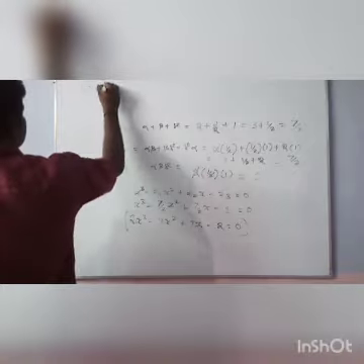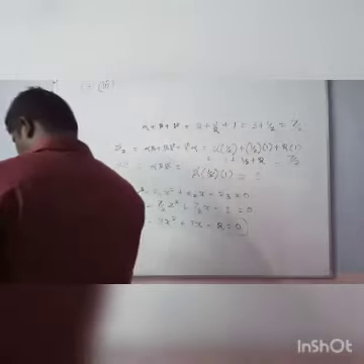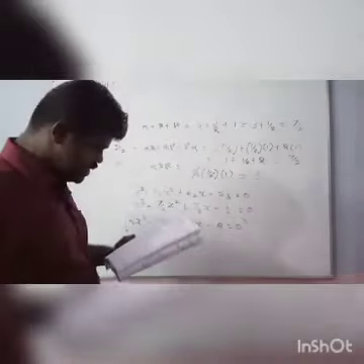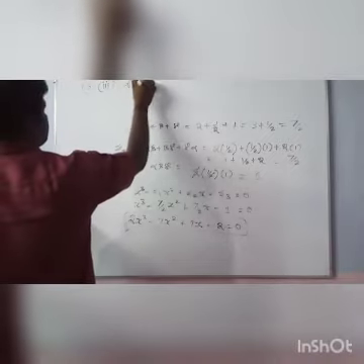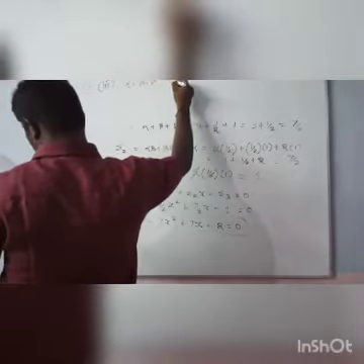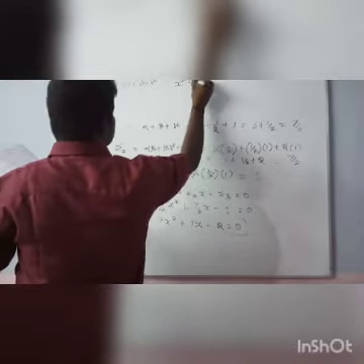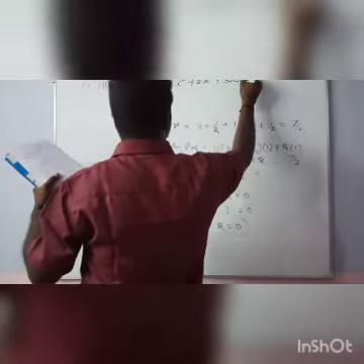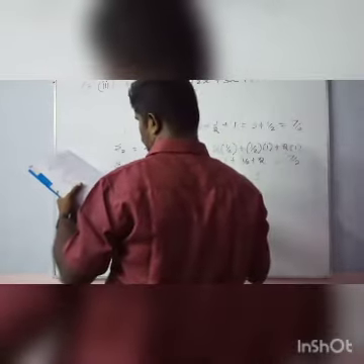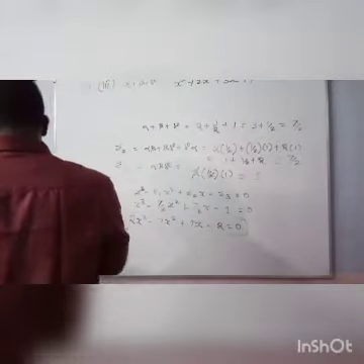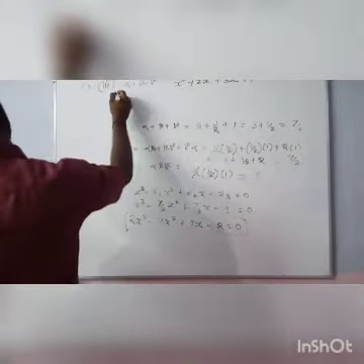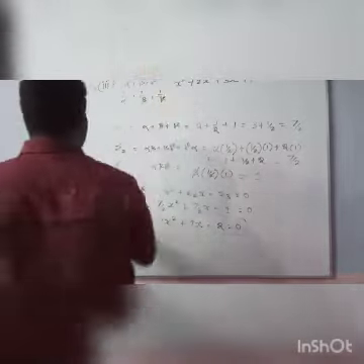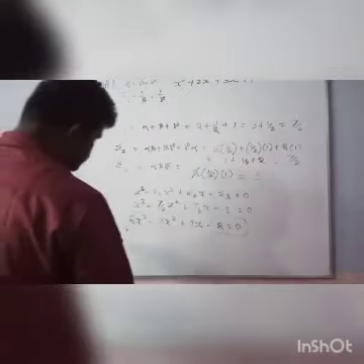Question number 3, Roman letter 3. Alpha, beta, gamma are the roots of the equation x cube plus 2x square plus 3x plus 4 is equal to 0. Form the cubic equation whose roots are 1 by alpha, 1 by beta, 1 by gamma. Right? Okay.